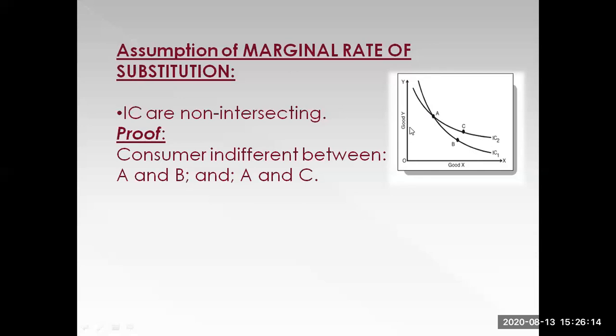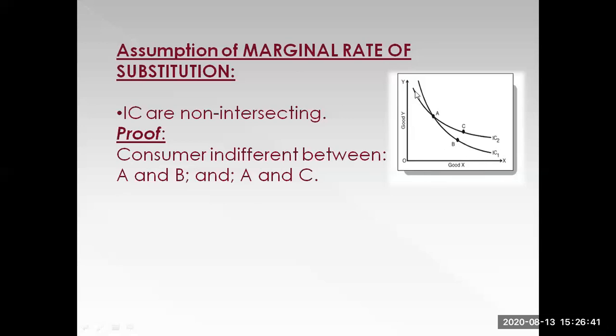So whether the consumer consumes this amount of good Y and this amount of good X, or this amount of good Y and this amount of good X, the consumer is indifferent between them. The consumer does not become better off or worse off when he flips between commodity bundle A and commodity bundle B. So that is what I mean when I say the consumer is indifferent between A and B. That is when I'm considering indifference curve 1.